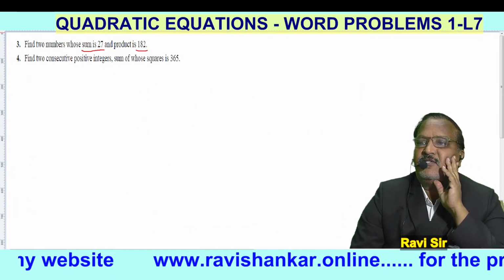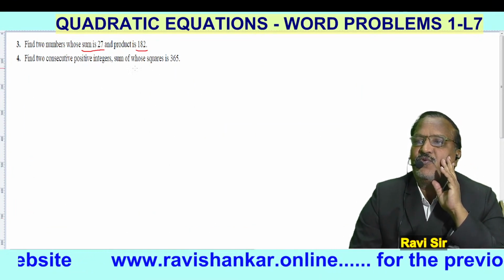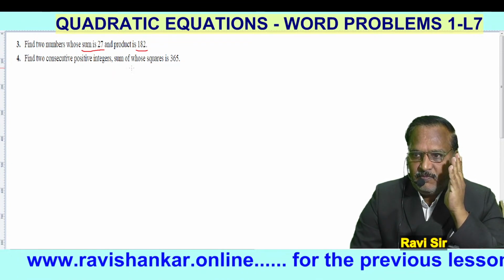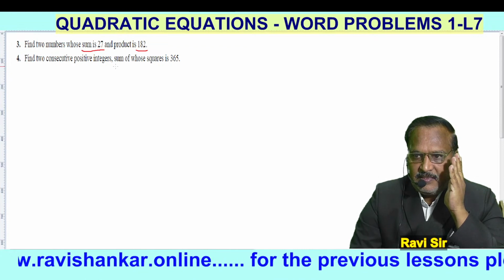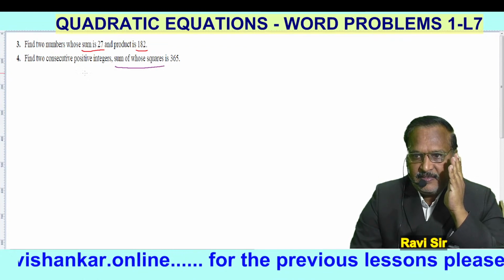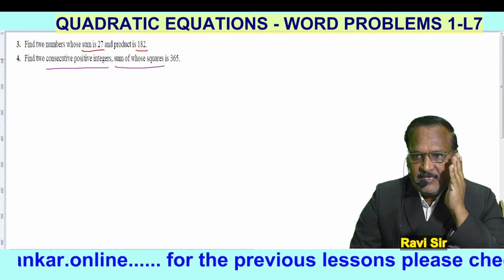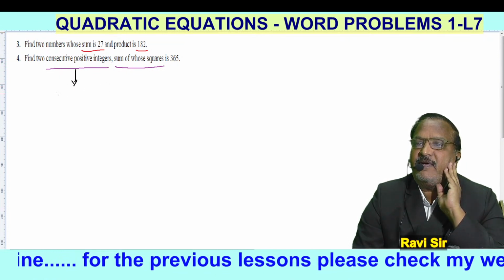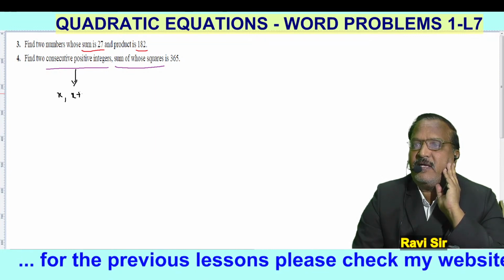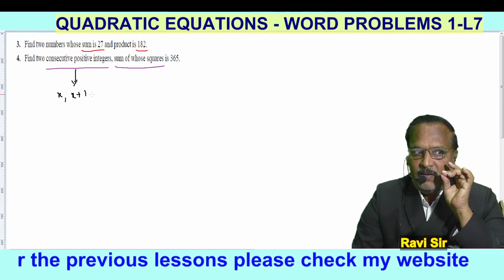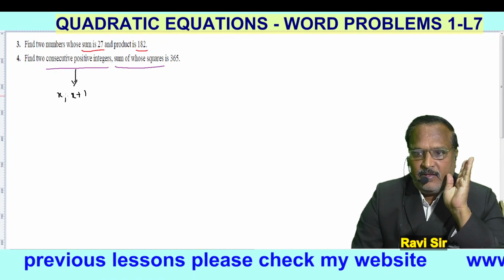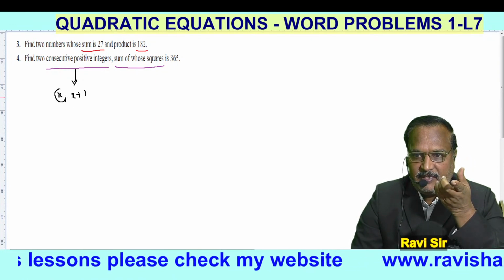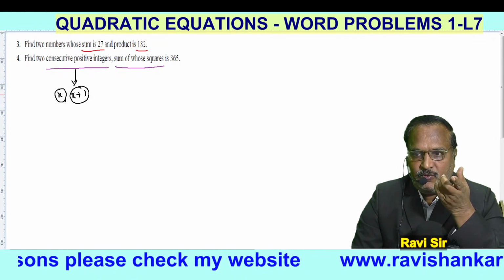Find the two consecutive positive integers, sum of whose squares is 365. So it is looking like a first exercise problem, but it is not like that. Sum of squares. So positive integers are the same. In the first question we have taken x and x plus 1. I am not writing all the steps, I am just explaining, so you have to write the steps. So x and x plus 1 are the two numbers.